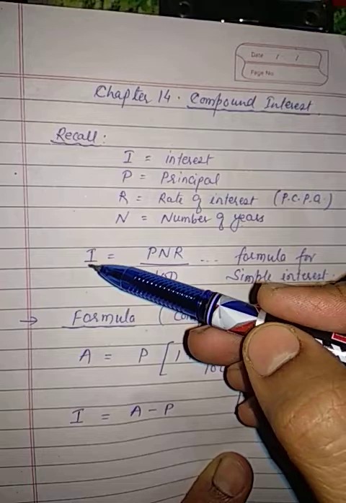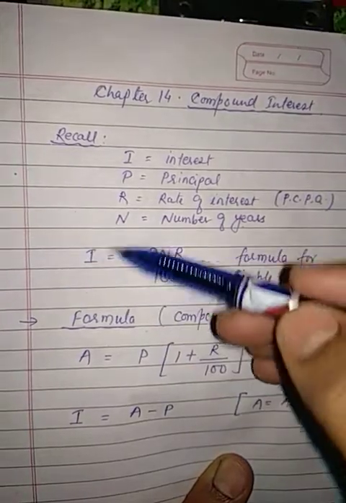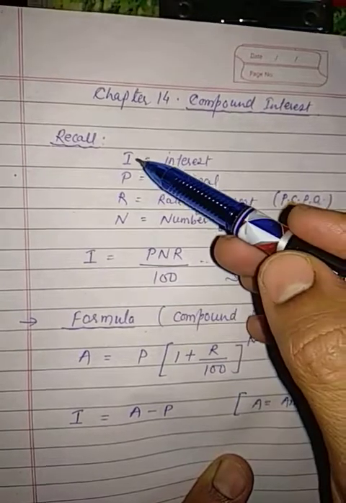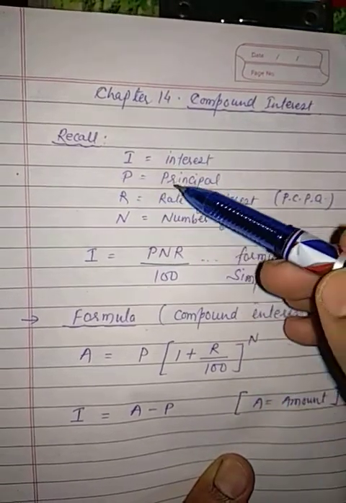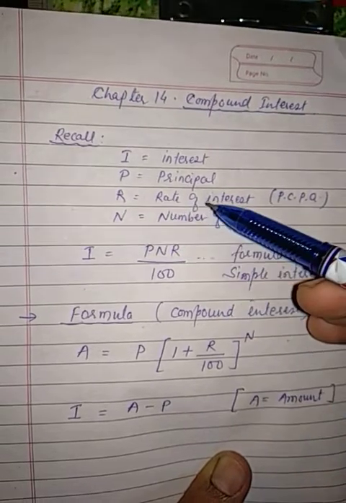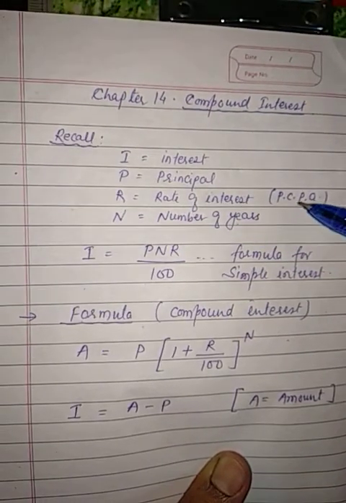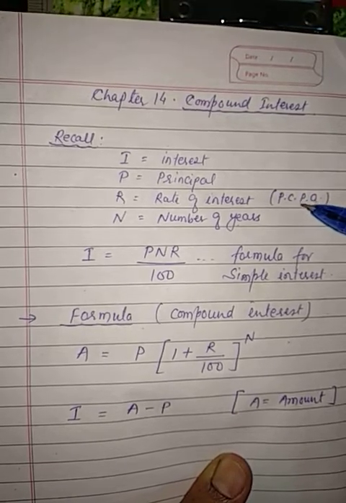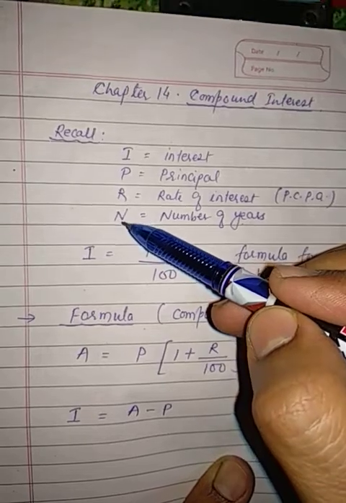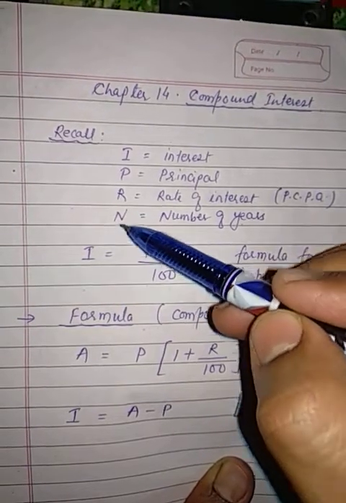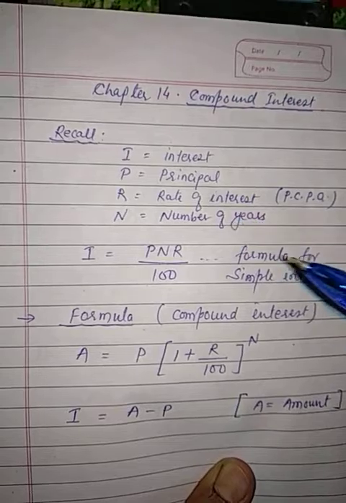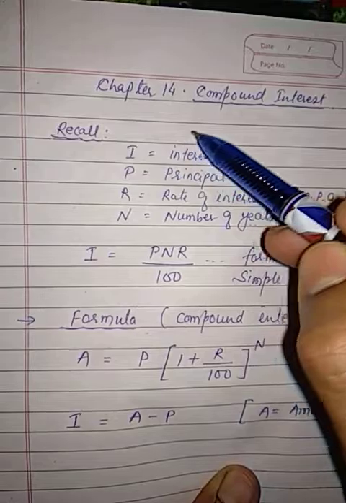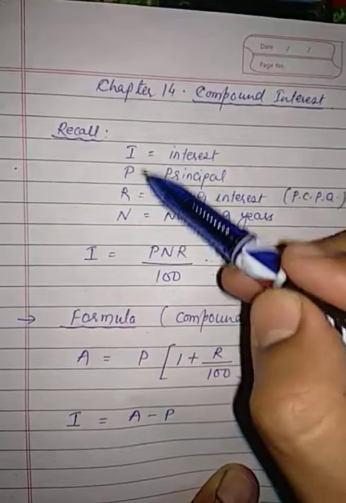We have studied before that simple interest I is PNR upon 100, where I means interest, P is principal amount, R is rate of interest, and the unit is PCPA. PCPA means percent per annum. It is calculated annually, and time, that is duration, is denoted by N, the number of years. So this formula we have already studied. We will not change the terminology. The symbols will be as they are.